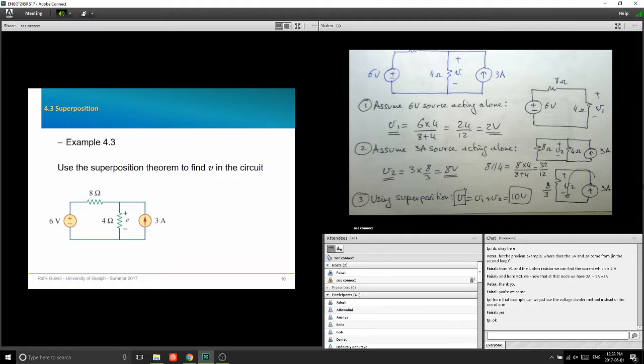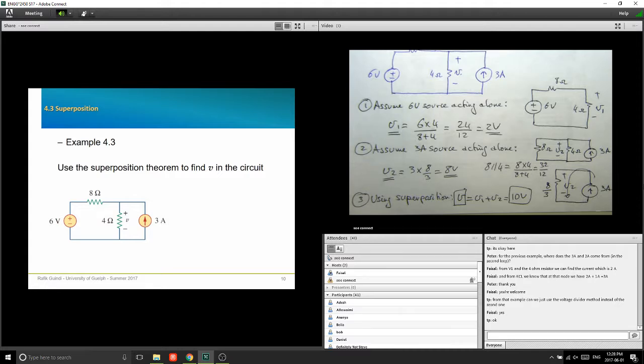Superposition is fun when you have a circuit like that. If you remove some sources, you keep one source, it becomes a very simple circuit like this or like that. You can do it very easily. Superposition sometimes is not a lot of fun when you have dependent sources because you cannot remove them.